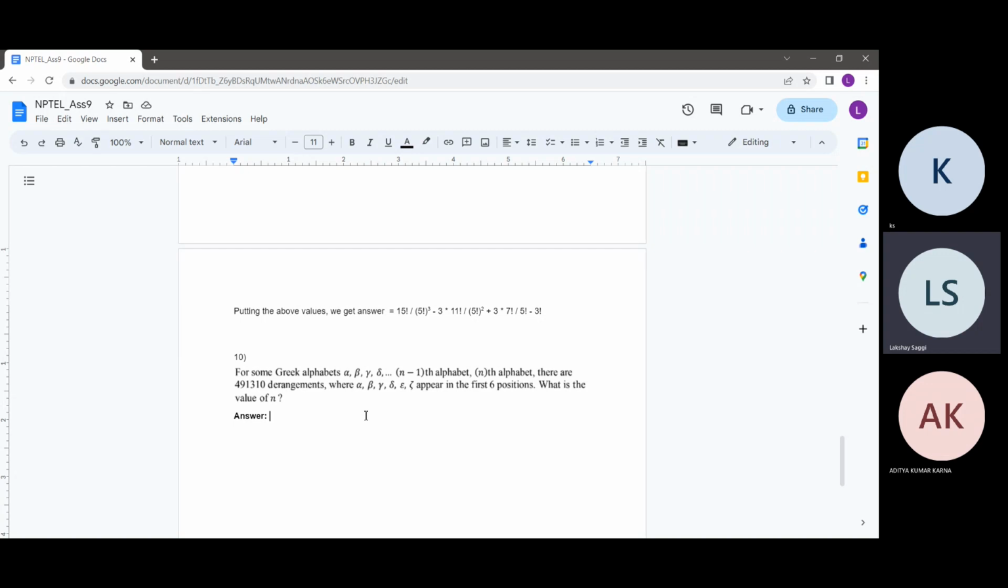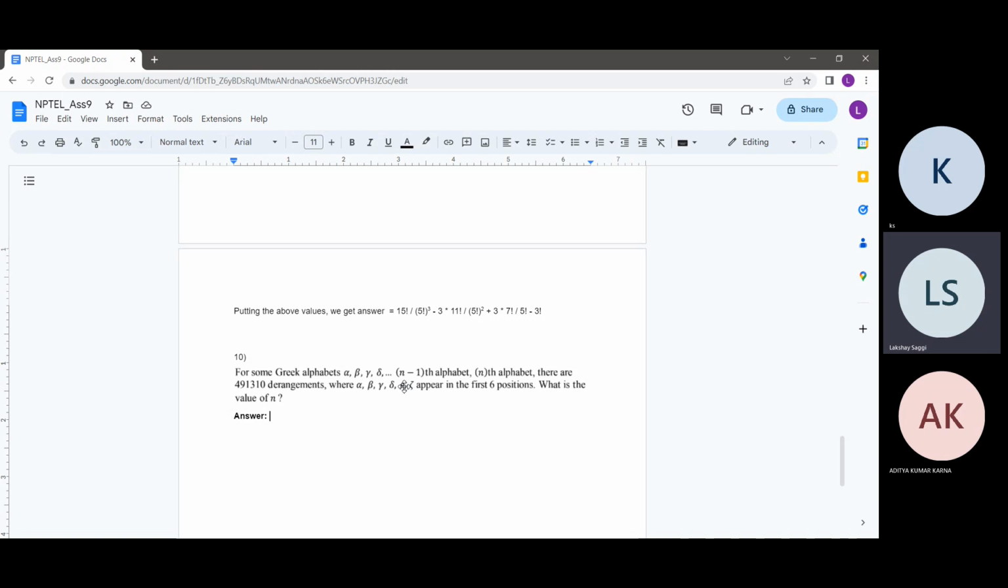Does it make sense what I'm saying? Total derangements can be much larger than this. Alpha can go to nth position also, beta can go to n minus 1th position also. But what we are saying is there are 4913110 derangements in which these first six Greek alphabets are deranged in their first six positions only. So you can think of this number as the number of derangements where these first six alphabets are deranged among themselves, and then the remaining n minus 6 alphabets are deranged among themselves.